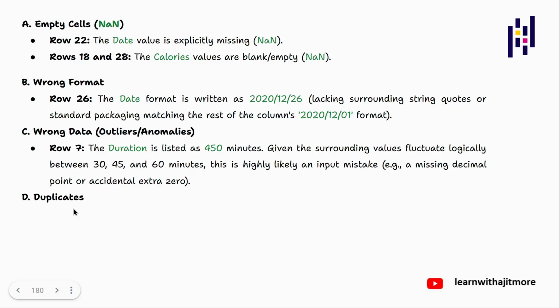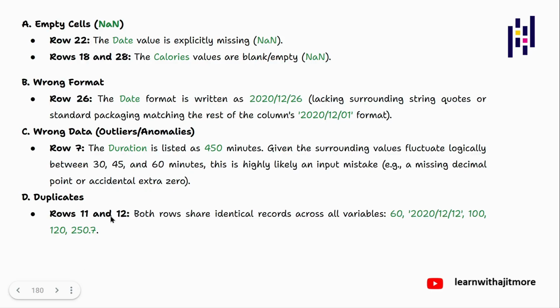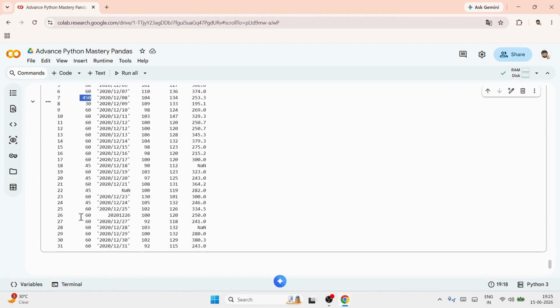And the last is about duplicates. You can see that in some column there are duplicates, or the entire row is duplicate. See here, rows 11 and 12. Both rows share identical records across all variables. Row 11 and row 12, if you see. Correct? This is wrong because same day, same 60-minute entry, everything is the same: max pulse, the standard pulse, how many calories you have burned. So this is also a mistake. By mistake, you have entered the same day twice.